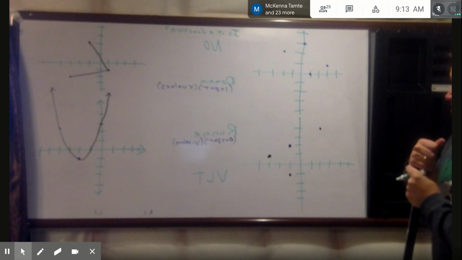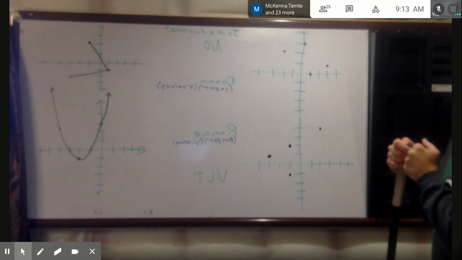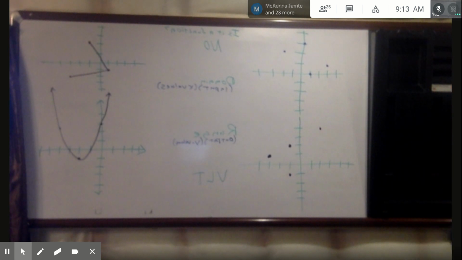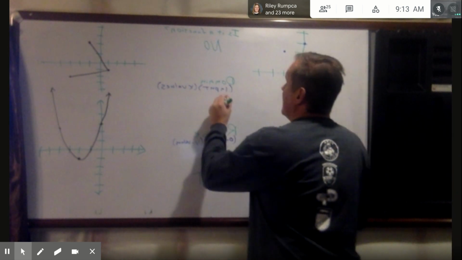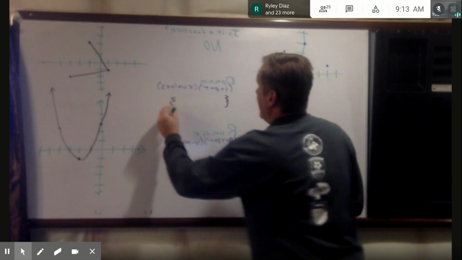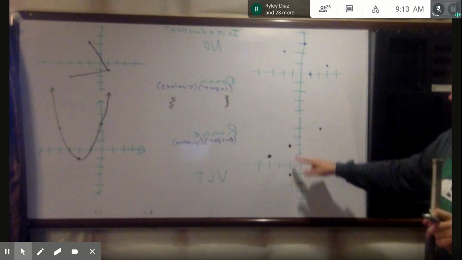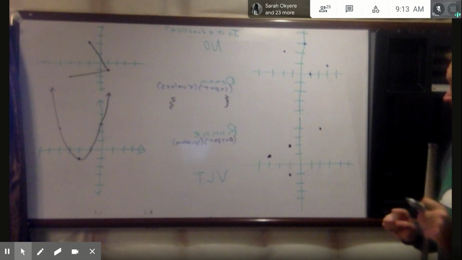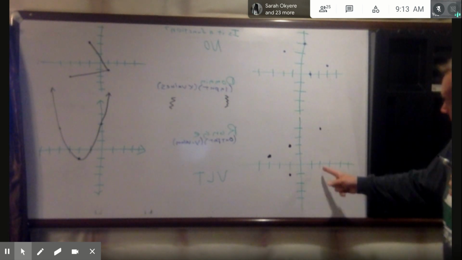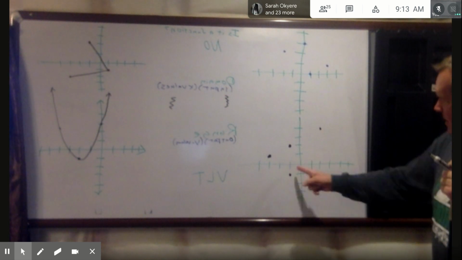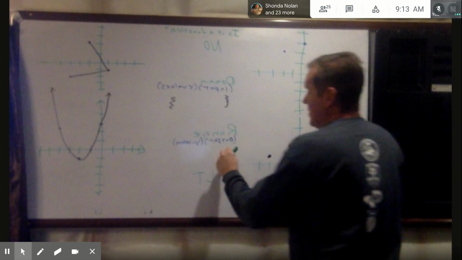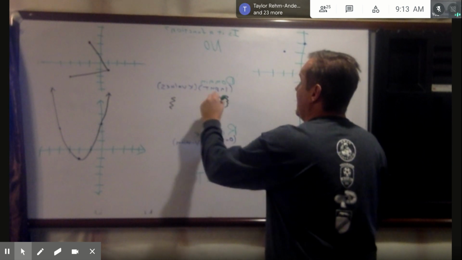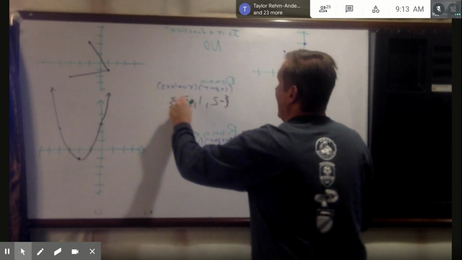Okay. All right. Input. X values. Now, some of you are going to go, what do we do if we have 2 different ones at 1? You only have to list them one time. So my x values here are at -2, 1. These are both 1. And this is at 3. So I have -2, 1, and 3.